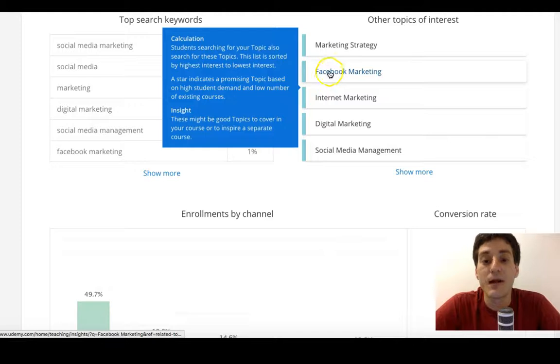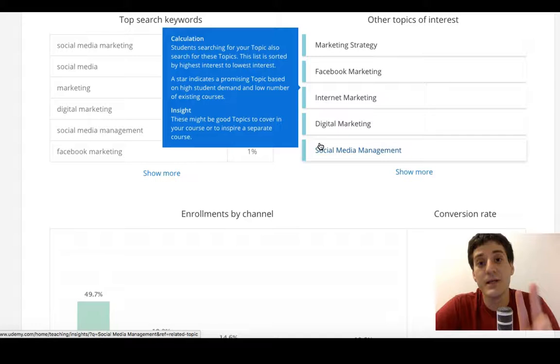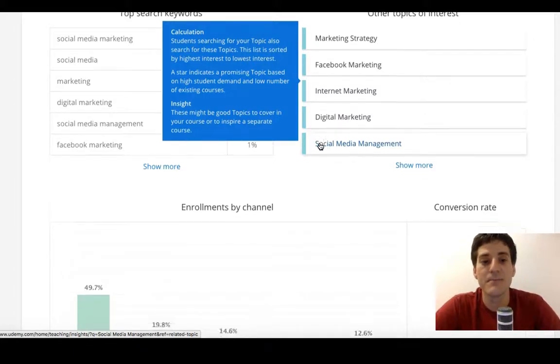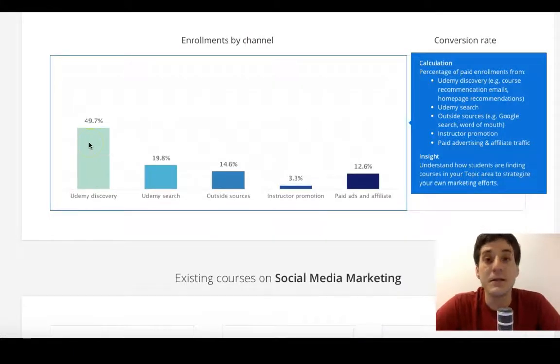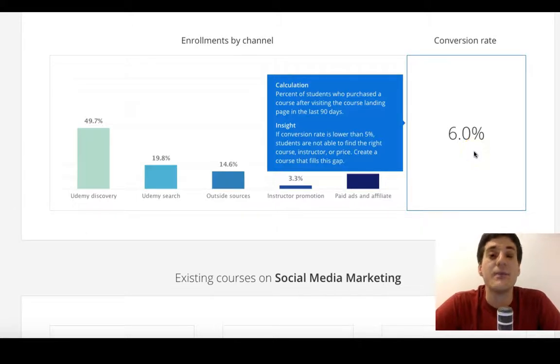You can see that marketing strategy popped up both in WordPress and in social media marketing, so that might be something to consider. We can see that 50% are coming through Udemy Discovery, but the search numbers are very low, 20%. Remember, just under 30% were coming in through search terms for WordPress, which means WordPress is more likely to be searched for than social media marketing. Because this is above 5%, it means there are less likely to be gaps or niches you can take advantage of.